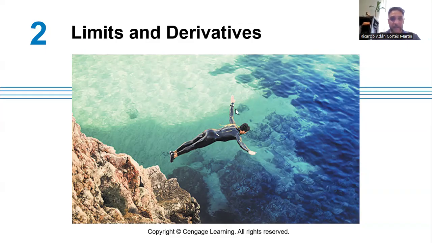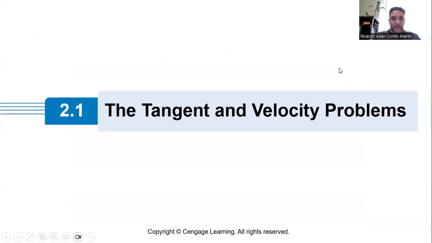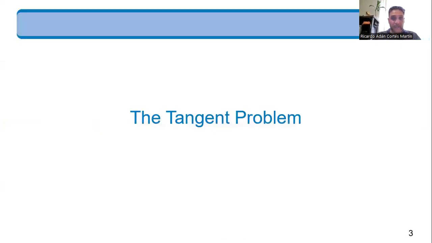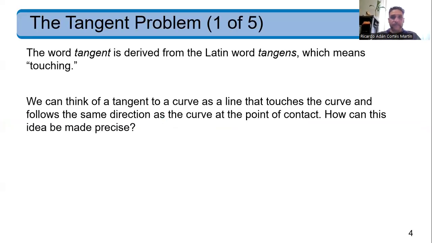We have two classical problems. That is, how do you calculate the tangent and the velocity of anything? The tangent problem: what is a tangent? If you recall from geometry, the tangent is a line that touches a certain curve. Usually it's a circle, but it can be any curve.